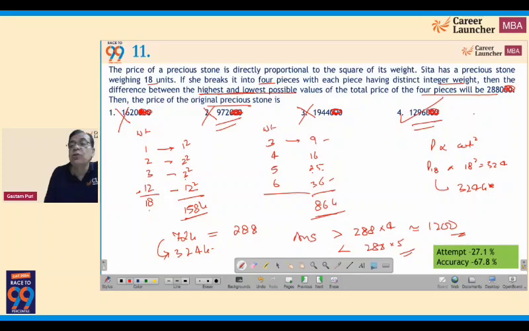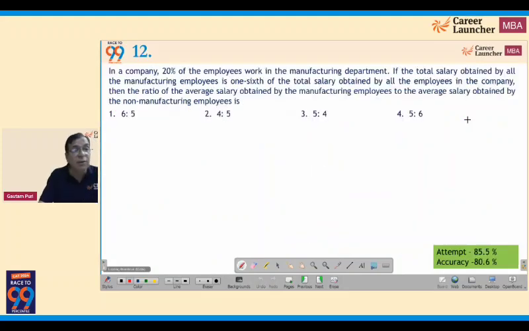Do the approximation. The jugaad of calculation is always helpful. But I'm very, very surprised that only 1/4 of the candidates attempted this question. This is a standard question and everyone should have attempted it.